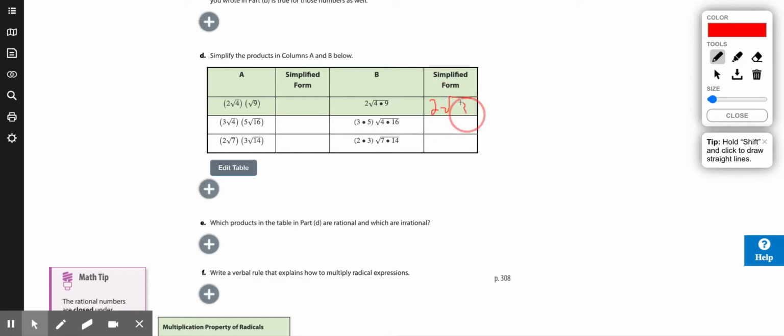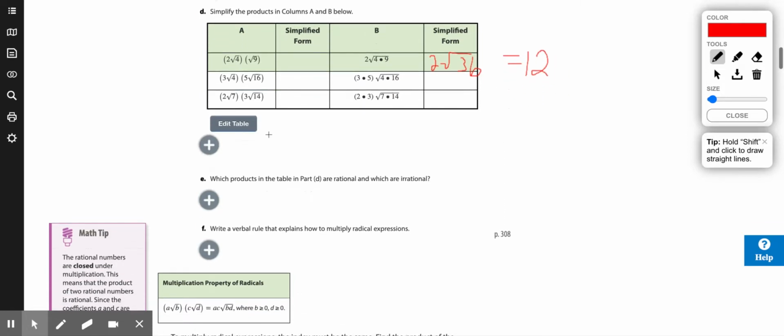And then I would probably need to make sure that 36 can simplify, because I know what the square root of 36 is. That's 6. 6 times 6 is 36. So it's really 2 times 6, which is 12. Okay, so basically that's all there is to multiplying radicands. You multiply the outside numbers, you multiply the inside numbers, and then you simplify, just like we did in the first lesson.